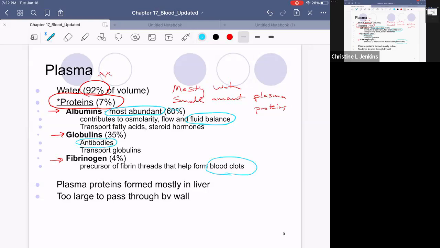There's extra information down here that you don't need to know. If you're wondering how they stay in the blood, it's because they're too big to squeeze through the blood vessel wall. So they tend to be kind of larger, but you don't need to know those.